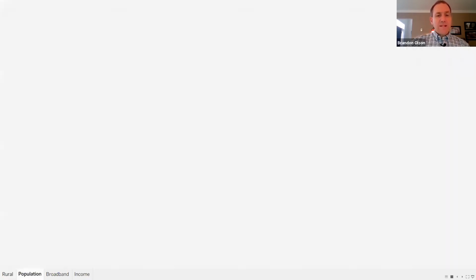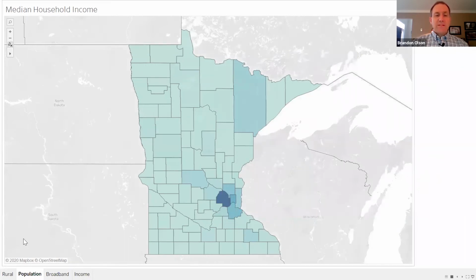Next, taking a look at broadband. So the FCC report looks at broadband across counties, and actually, you know what? This is population. So first we're going to take a look at population. So you can see here population density, certainly where we would expect it in the Twin Cities metro area, St. Louis County. We have Olmsted County.